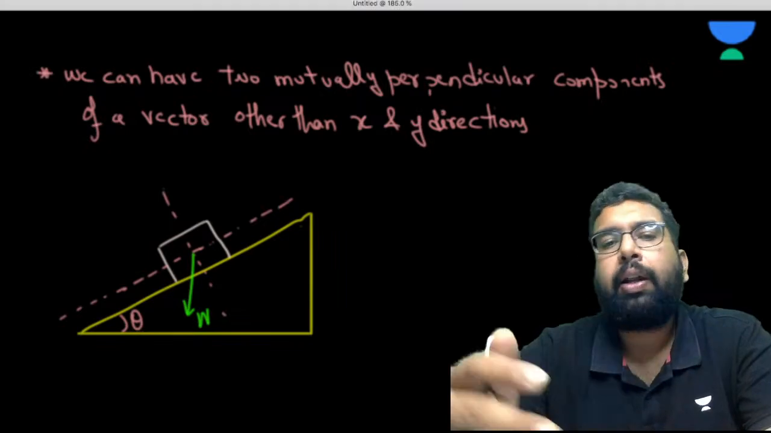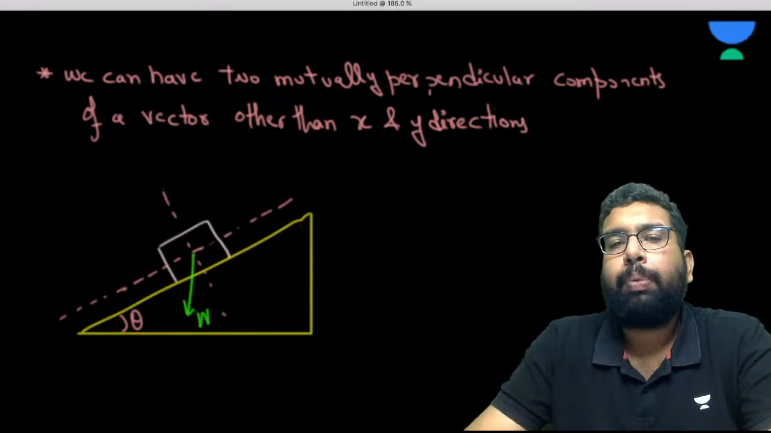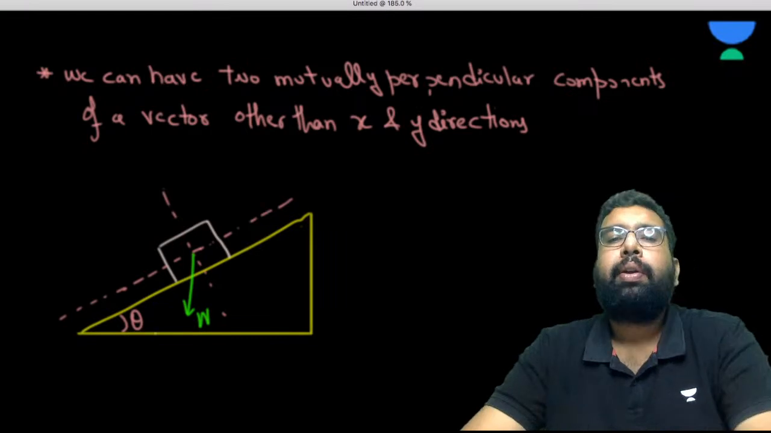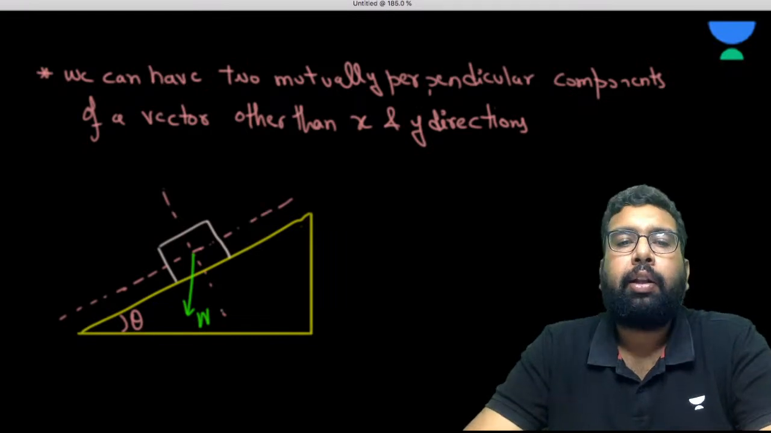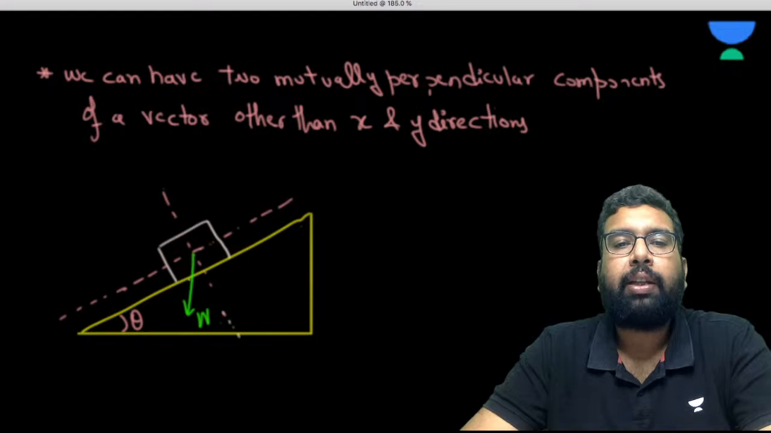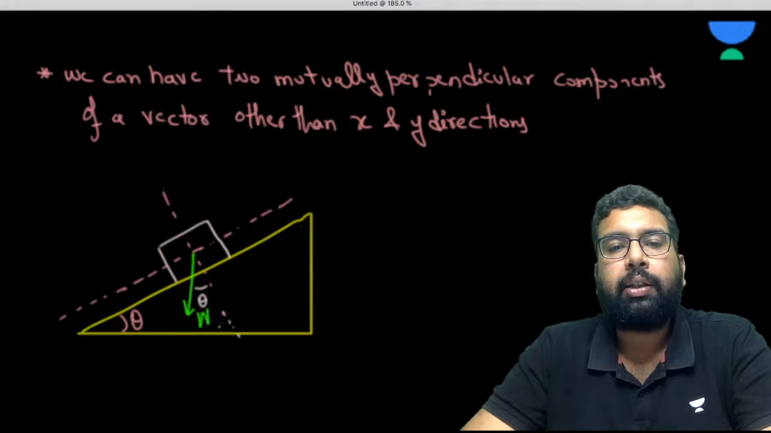Okay, so let me do it for you. Now please understand this. This is theta, and this is 90, so obviously this is 90 minus theta. Sorry, this is also theta, right? Because this is theta, this is 90.